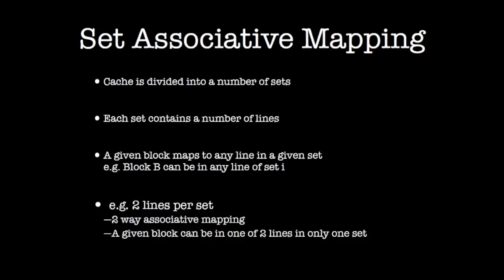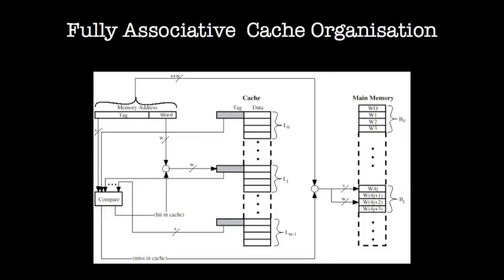Cache is divided into a number of sets, as you have probably seen, and each tag differentiates between the sets. Each set contains a specific, already predefined number of lines. A given block maps to any line in this given set. Example, block B can be in any line in set I. That is for this. Let's go back to the diagram. Like any block in the main memory can point to any line in cache.